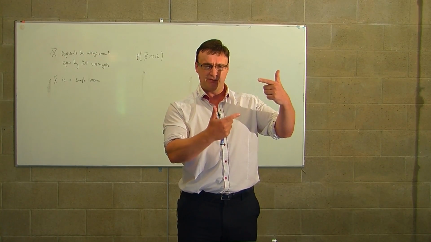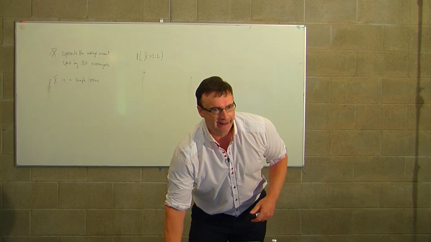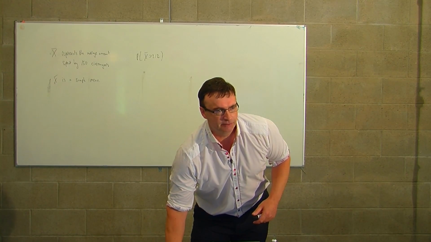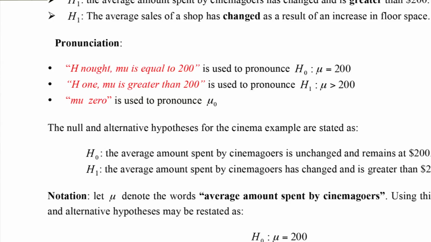And the other, the alternative hypothesis, we add a symbol called H1 to it. Okay, I got that. Let's move down a bit. More pronunciation. H0: mu is equal to 200 is pronounced "H0, mu is equal to 200". H1: mu is greater than 200 is pronounced "H1, mu is greater than 200". And mu 0 is pronounced "mu 0".